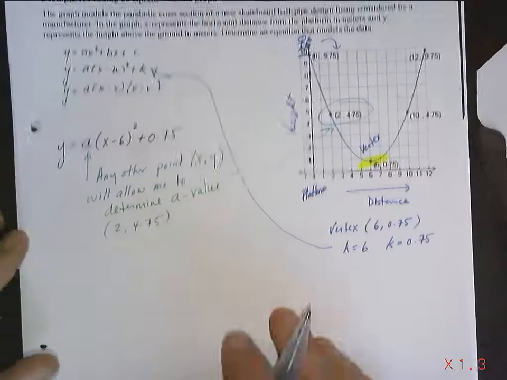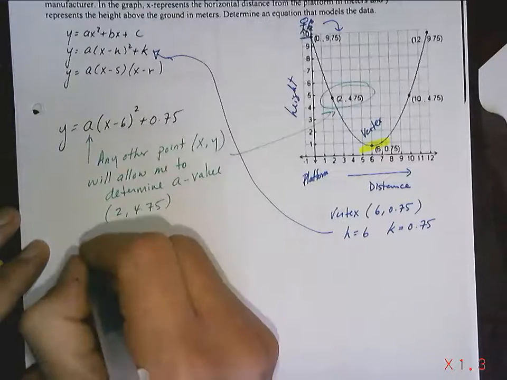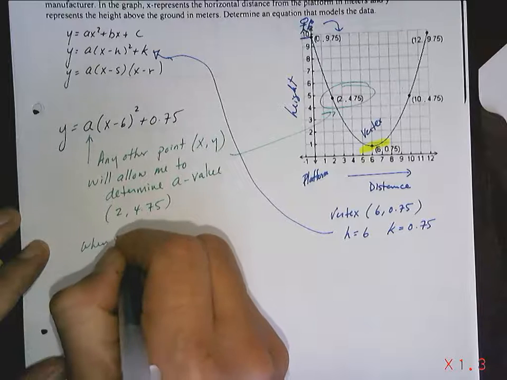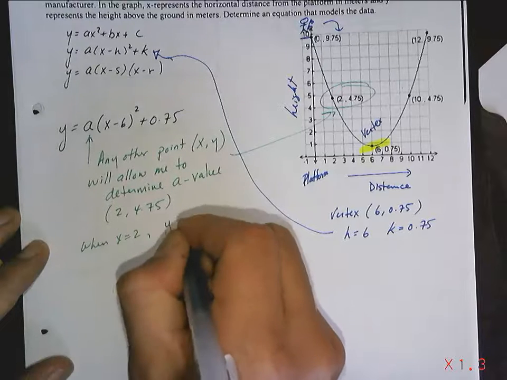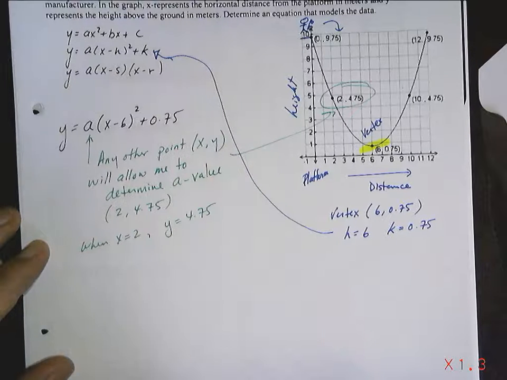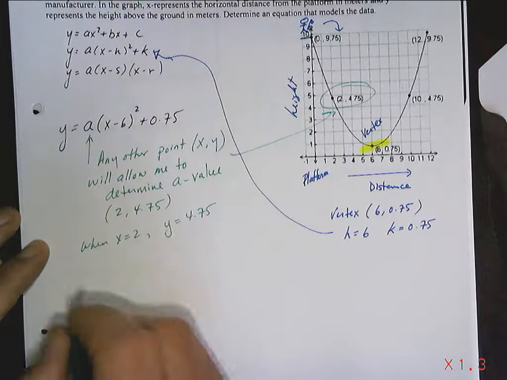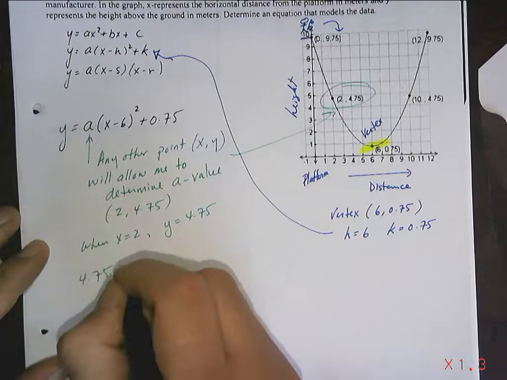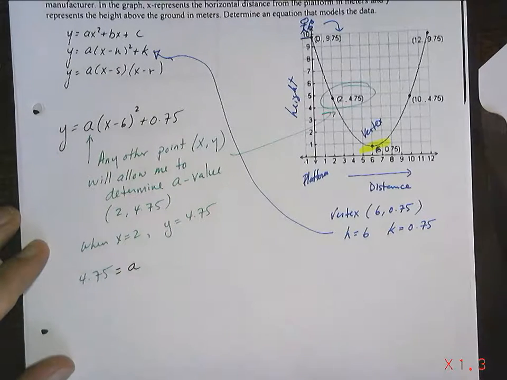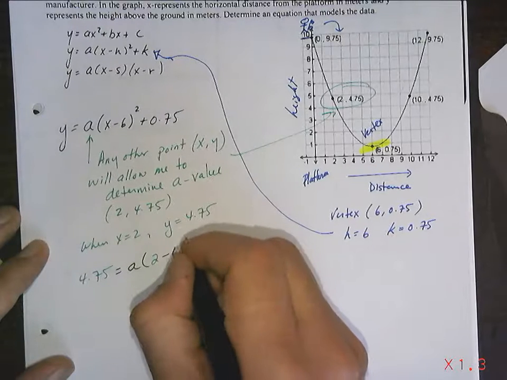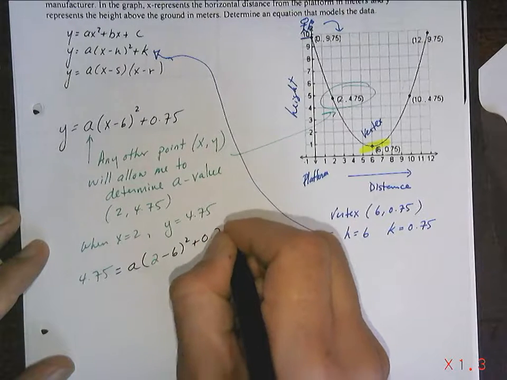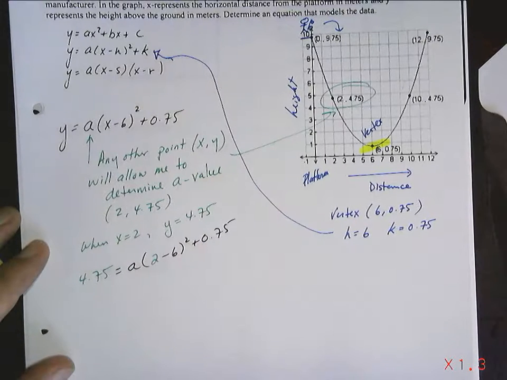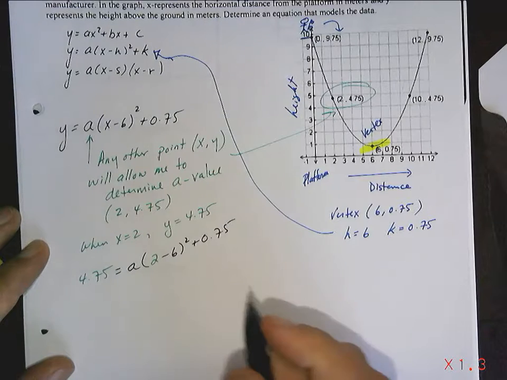That means when x equals 2, y equals 4.75. So I'm going to plug them in. 4.75 equals a times (2 minus 6) squared plus 0.75. That is going to allow me to solve for a.